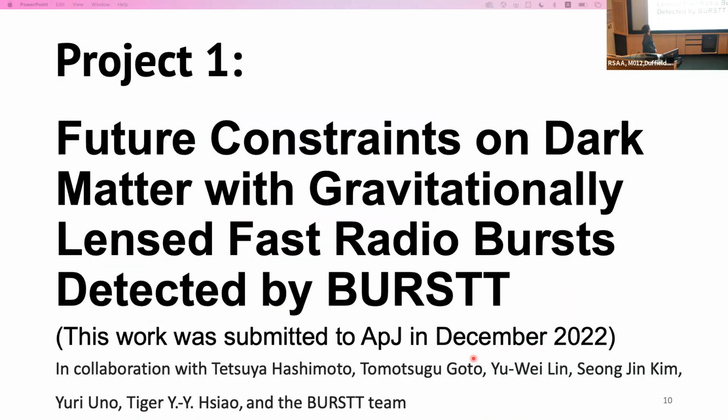Okay, sorry. So I will start with my first project, which is the future constraints on dark matter with gravitational lens FRBs detected by BURST. This work was submitted to ApJ last December, and this work is in collaboration with the following authors.